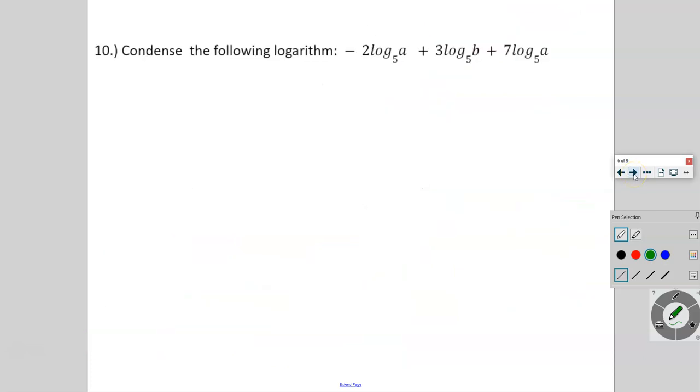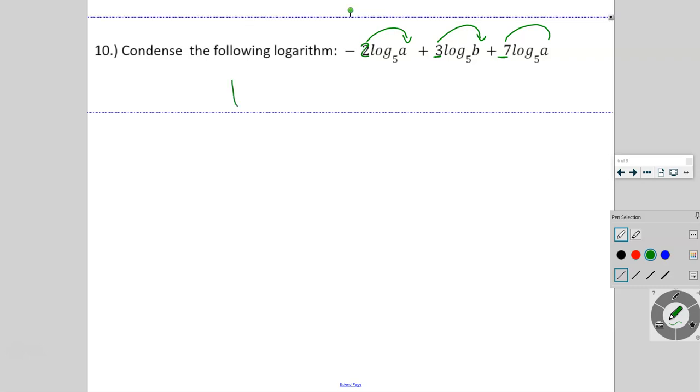All right. Question 10. So we are condensing, so we're doing the opposite operation. We're going to put it back together as one log. First, we have to rewrite and make sure we move our coefficient to the front as an exponent. So we're moving it as an exponent.